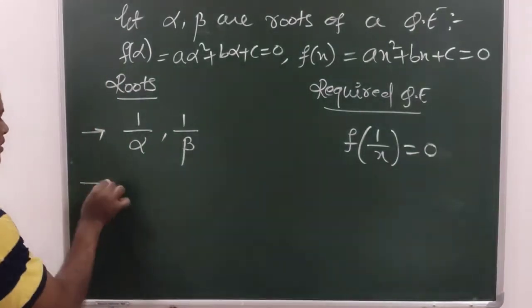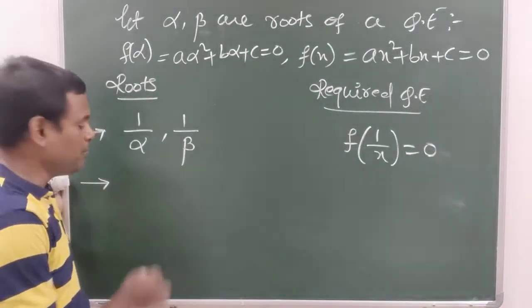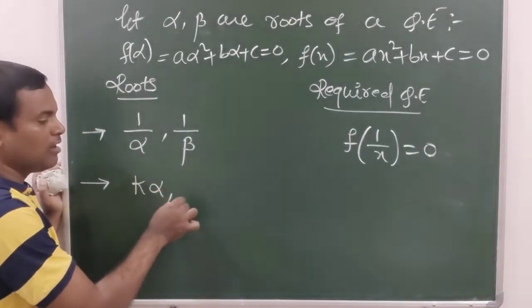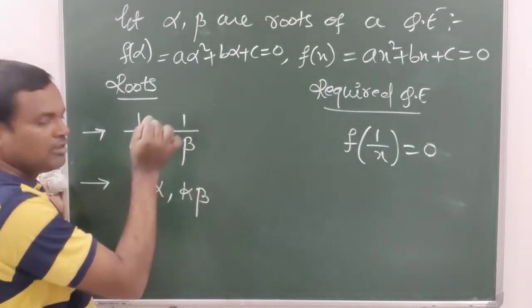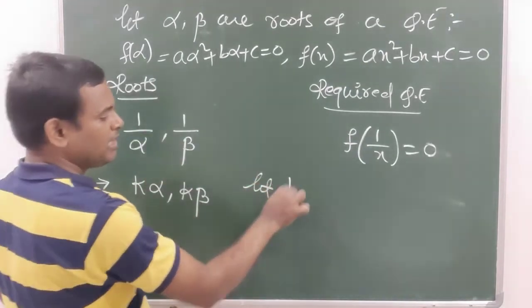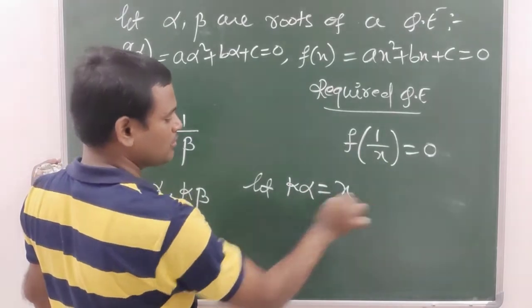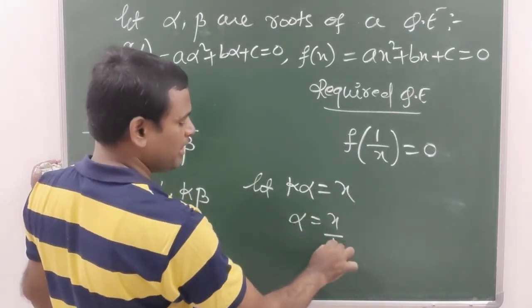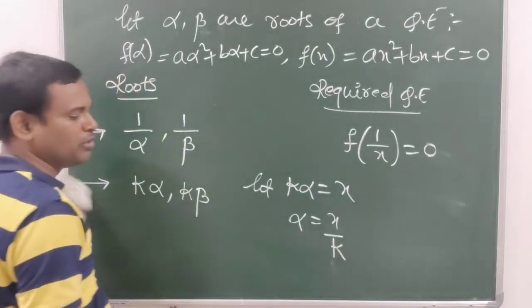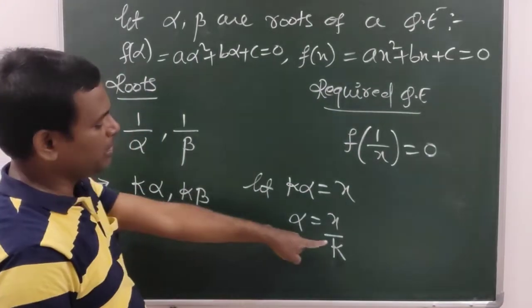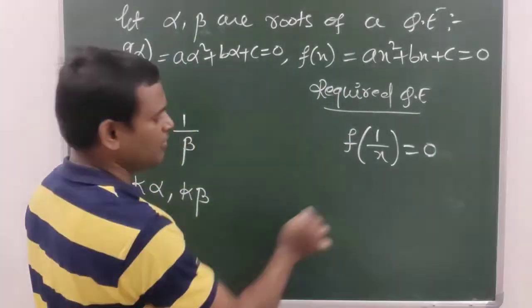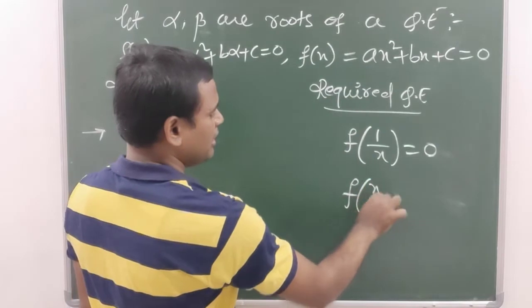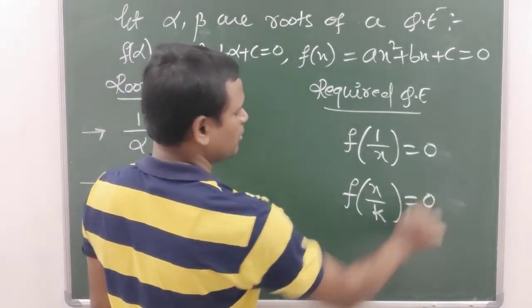Okay. Similarly, when the roots are multiplied by k, means k alpha comma k beta, then what do we do? K alpha is equal to x. Now alpha is equal to x by k. You know k is not equal to 0. So replace this alpha by x by k, so that here we will get f of x by k, which is equal to 0.